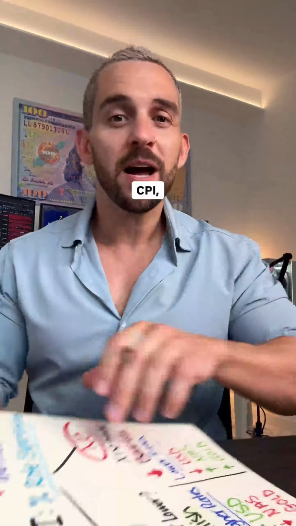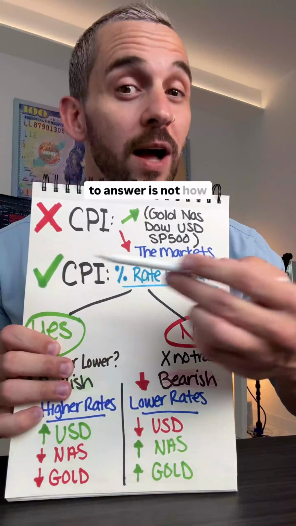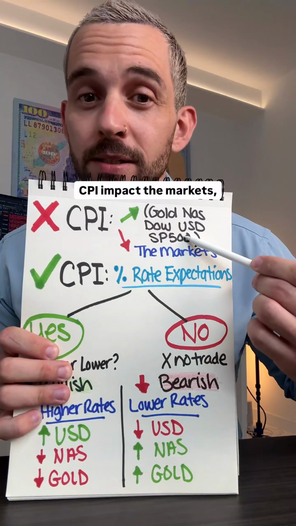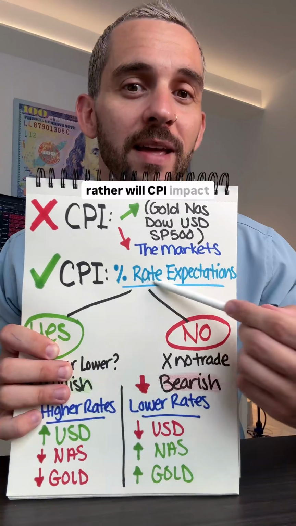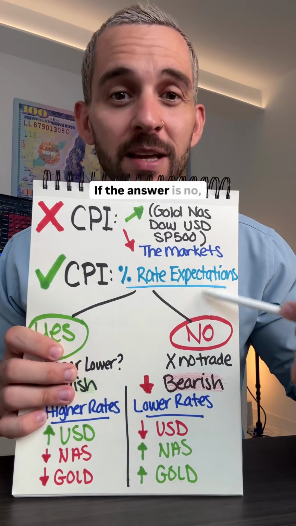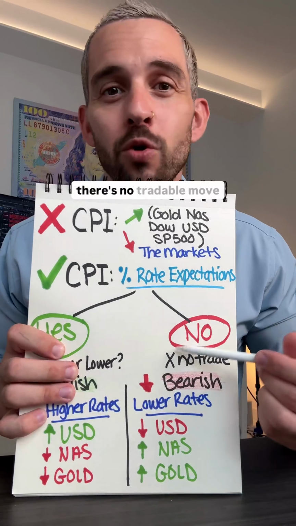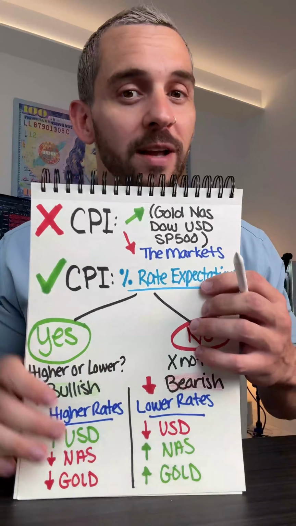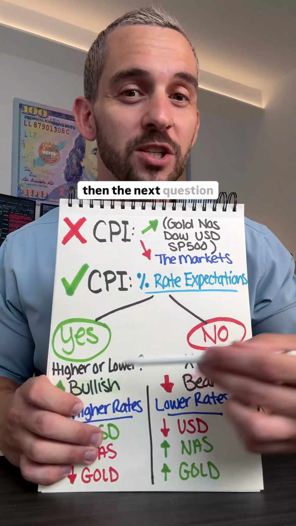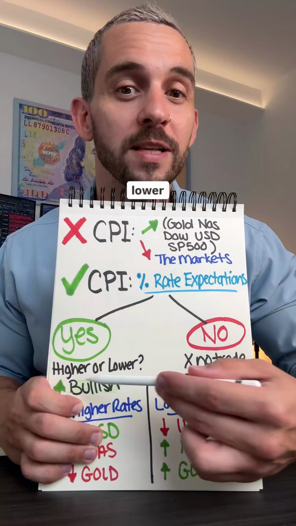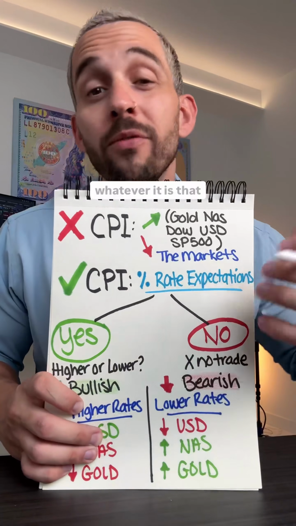So when you're trading CPI, the question that you want to answer is not how will CPI impact the markets, but rather, will CPI impact interest rate expectations? If the answer is no, usually there's no tradable move from this data. But if the answer is yes, then the next question is, are higher rates or lower rates bullish or bearish for whatever it is that you're trading?